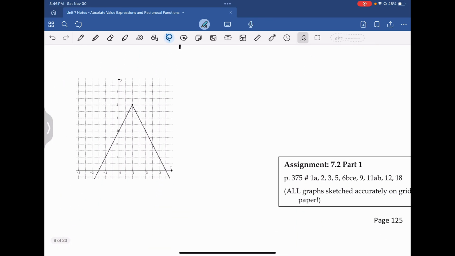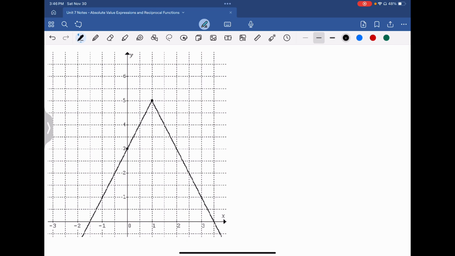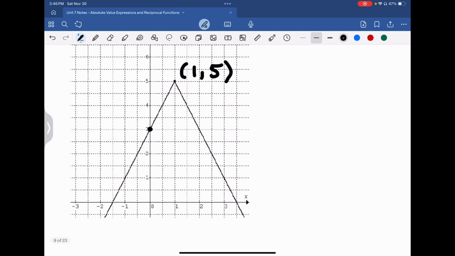Okay, let's do this with our example down here. So let's say I go to my vertex point, which is going to be at 5 and what looks to be 1. Let's make sure we copy that in here. So 1 for x and 5 for y. Okay, now we have a couple points here, or one point in particular.